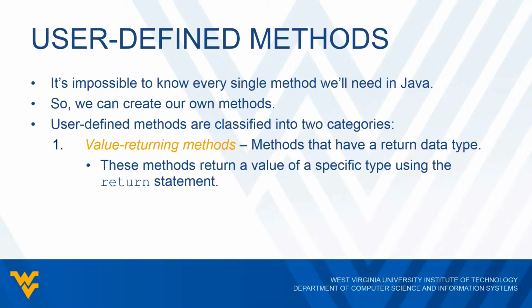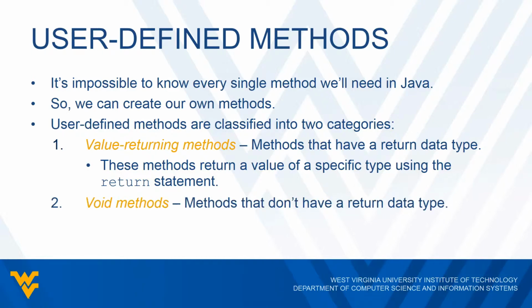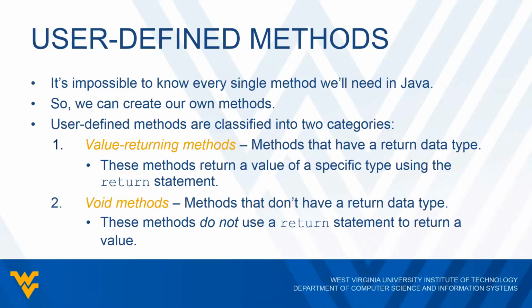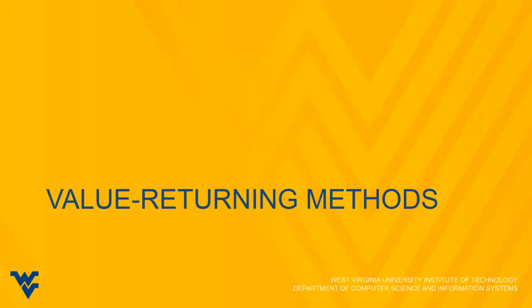In our last lecture, a lot of the methods from the Math class returned either an integer or a double. So these were value returning methods. We also have void methods. These are methods that just don't have a return data type. They just run some code, but they don't send anything back. And as I said, these methods don't have a return statement. If they're not going to send anything back, there's no point in even having a return statement to return a value. Our focus for today's lecture will be on value returning methods. Don't worry, we'll get to void methods. That's just for another time.